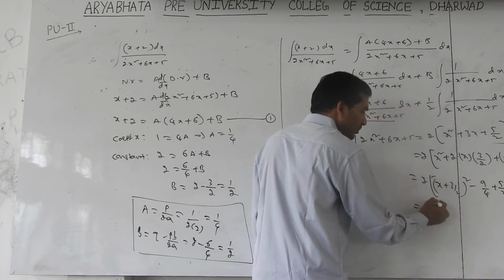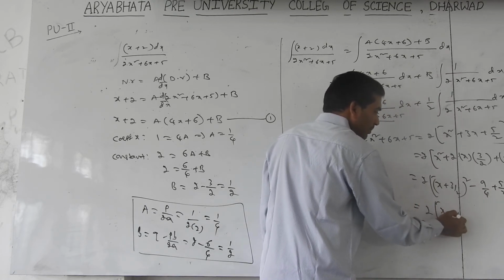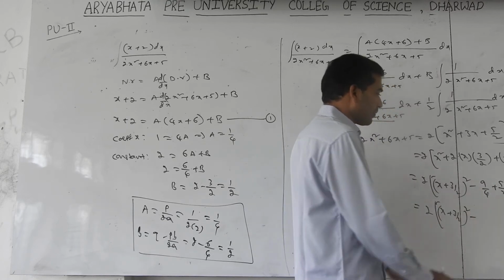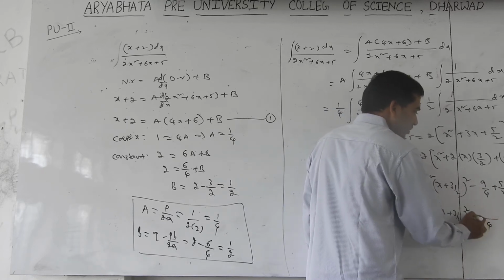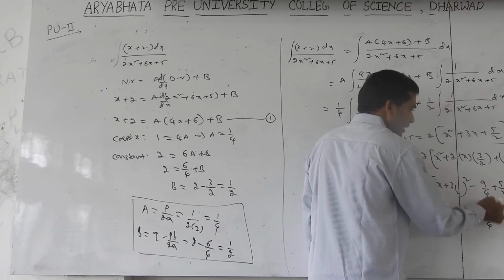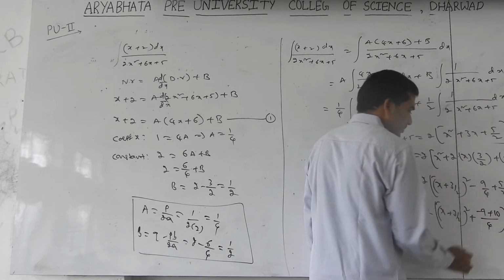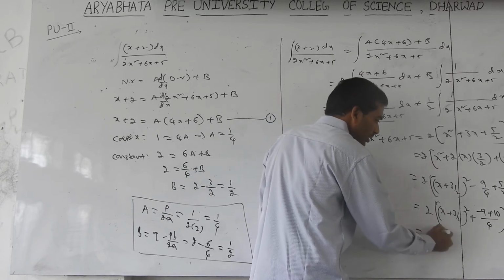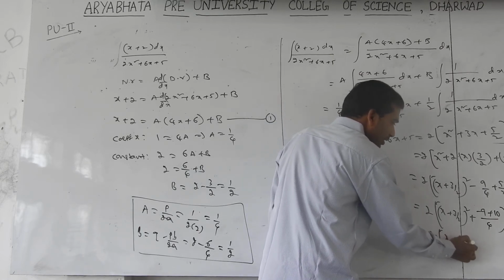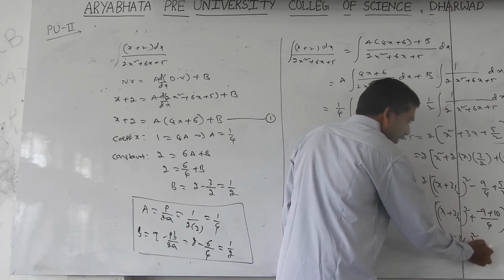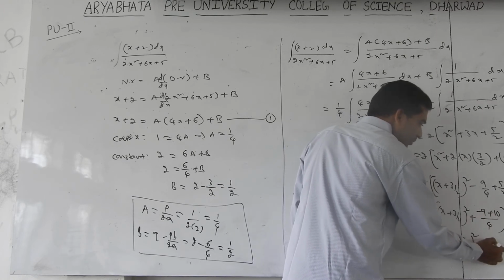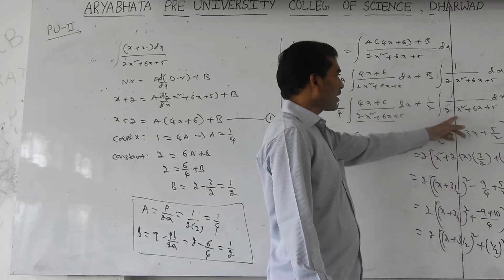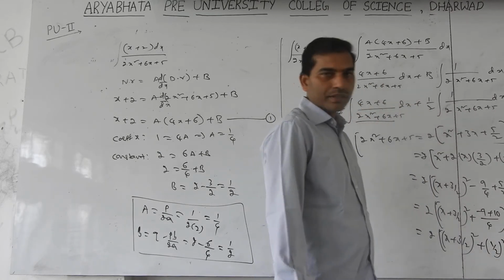So 2 into x plus 3 by 2 whole square minus 9 plus, sorry, the LCM is 4, so minus 9 plus 10, that is 1 by 4. So 2 into x plus 3 by 2 whole square plus 1 by 4, which means 1 by 2 whole square. This you can do as rough work, or you can substitute directly. Next step.